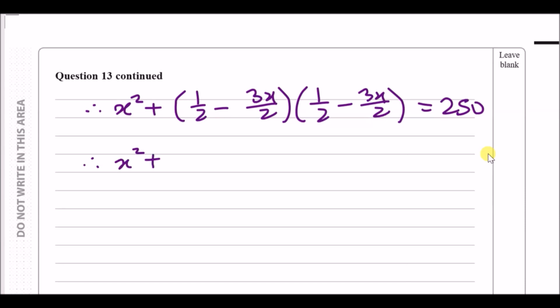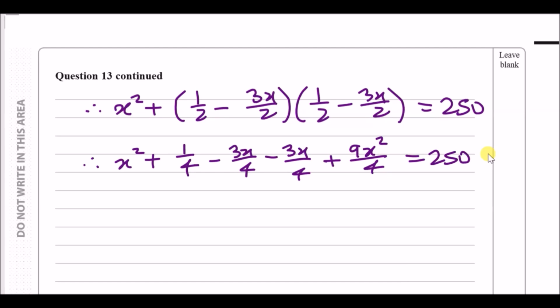You're going to get x squared plus half times half, which is a quarter. Half times minus 3x over 2 gives you minus 3x over 4. You're going to get the same thing here, minus 3x over 4. And lastly, minus 3x over 2 times itself will give us a positive 9x squared over 4, equals 250. Now all we have to do is collect the like terms. So let's start step by step. You've got x squared plus 9 over 4 x squared. I combined it, so this is like 1x squared plus that. This gives you 3.25x squared.